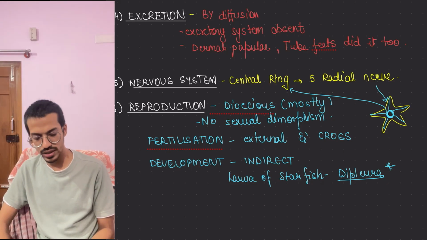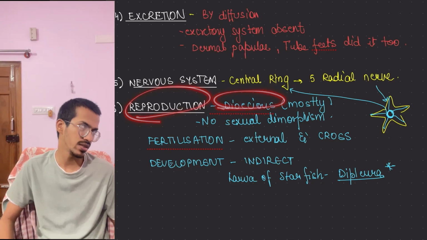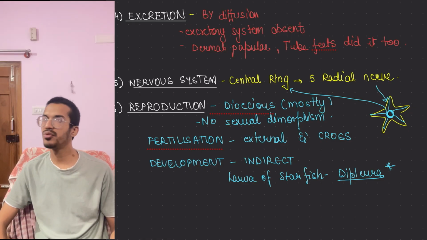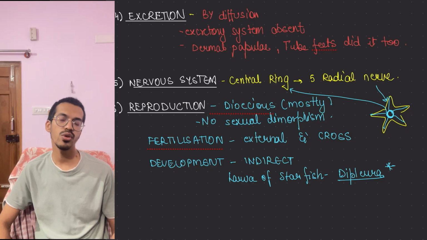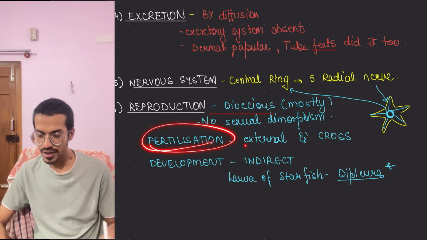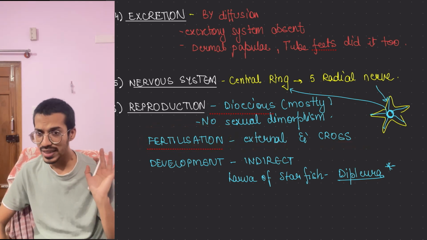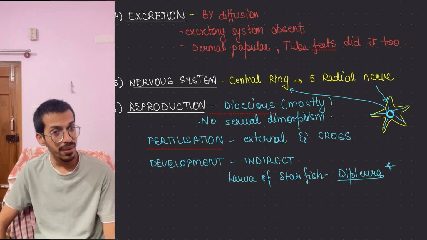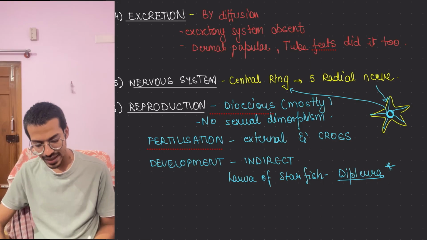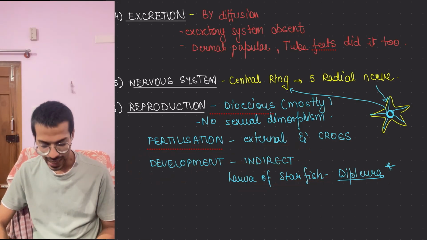Next, the reproduction. They are dioecious, with no sexual dimorphism seen. Anyone could be male or female, and you can't distinguish unless you see which kind of gonads are present inside or which kind of gametes they are forming. Then fertilization is external and cross. External means in the marine water, and cross because male and female body features are not present in one. Development is indirect. The starfish larva is called bipinnaria.